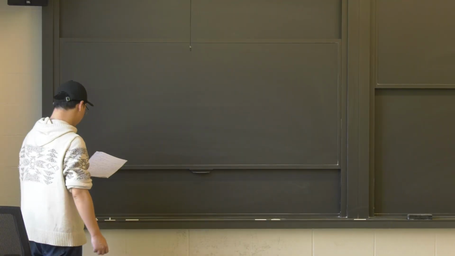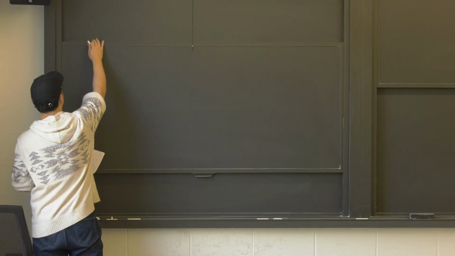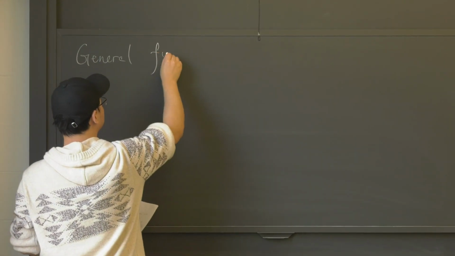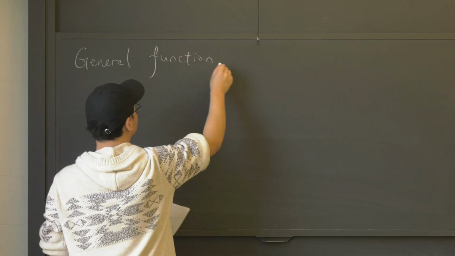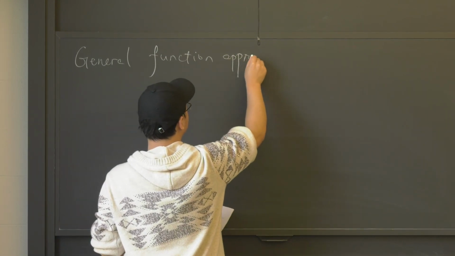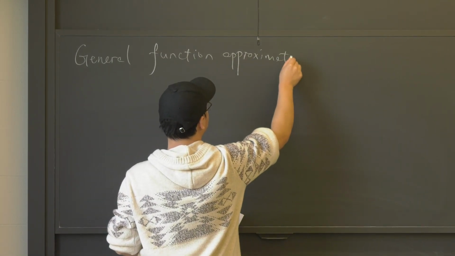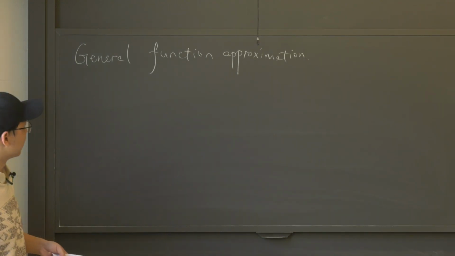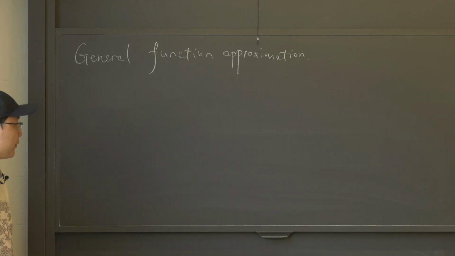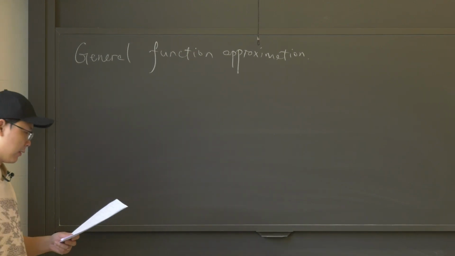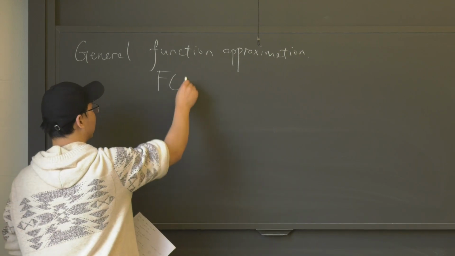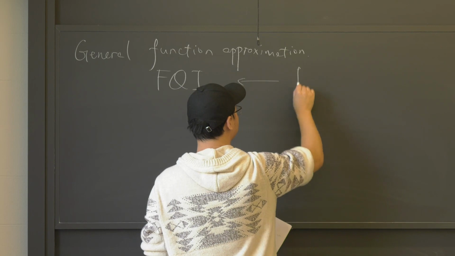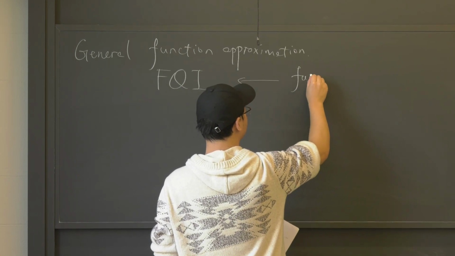Lecture today. In the last lecture, we talked about general function approximation. We're at the most difficult content of the reinforcement learning part of this class. So we have talked about the basic algorithm, fitted Q-iteration, which is something like a function approximation version of value iteration.